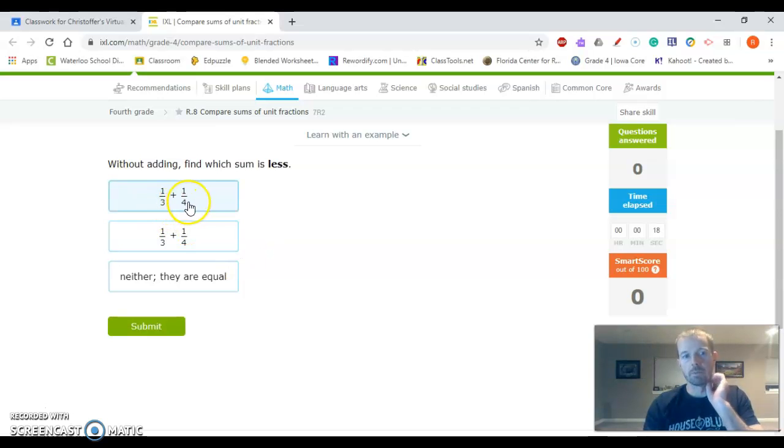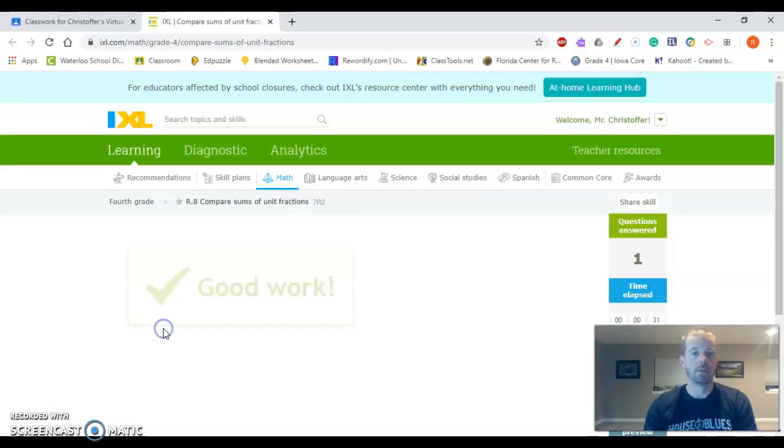It's adding 1/3 plus 1/4. They are both the exact same. And I know it says without adding, but if you need to find a common denominator and add these, you are more than welcome to do that. So in this case, neither.